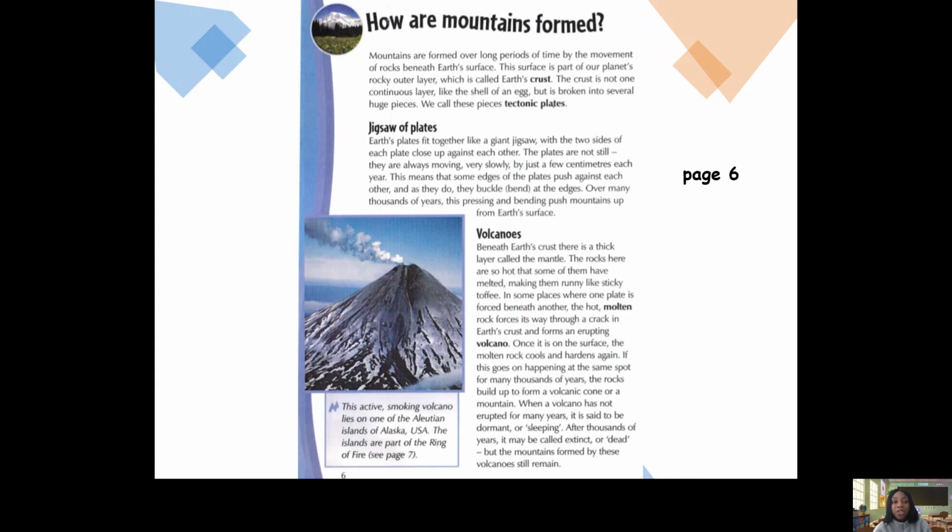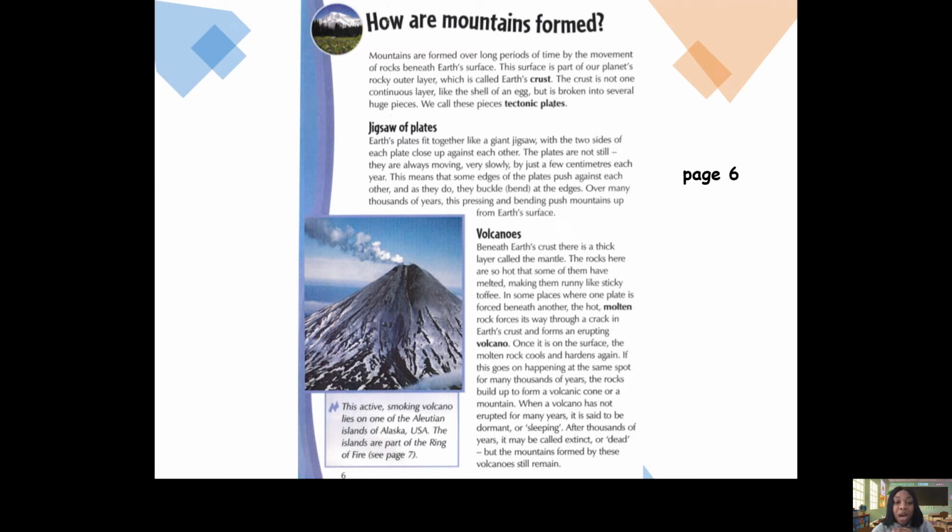Okay, we're going to turn to page 6 now, and this is called How Are Mountains Formed? Mountains are formed over long periods of time by the movement of rocks beneath the Earth's surface. This surface is part of our planet's rocky outer layer, which is called the Earth's crust. The crust is not one continuous layer, like the shell of an egg, but is broken into several huge pieces. We call these pieces tectonic plates. Remember one of our key words, tectonic plates, which are large pieces of rock that is broken up under the Earth's crust. Let's read this next paragraph together.